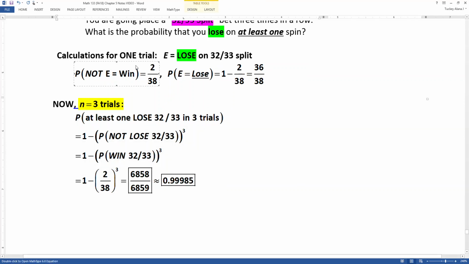It also pays to really pay attention to what you're looking for as your event. Are you interested in winning? Are you interested in losing? What is it you're looking for? Because it's the complement of that that you're going to have to put in down here.